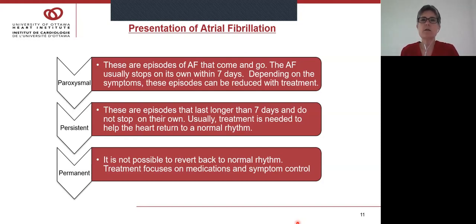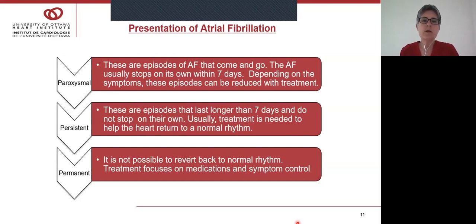Persistent atrial fibrillation is atrial fibrillation that lasts longer than 7 days and does not stop on its own, and usually requires treatment or medication to keep the heart in normal rhythm. And permanent atrial fibrillation is when it's not possible to get back to normal rhythm, and the treatment then focuses on medications and symptom control. So really keeping the heart rate under control and getting quality of life back as best as possible.